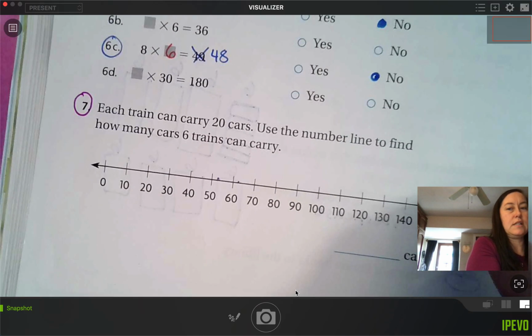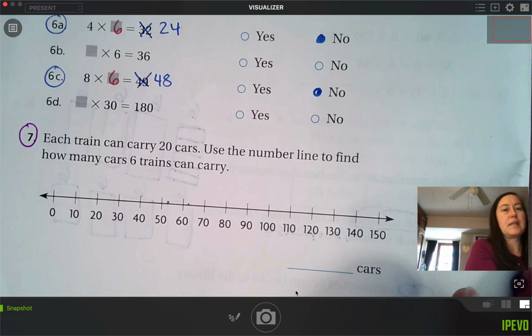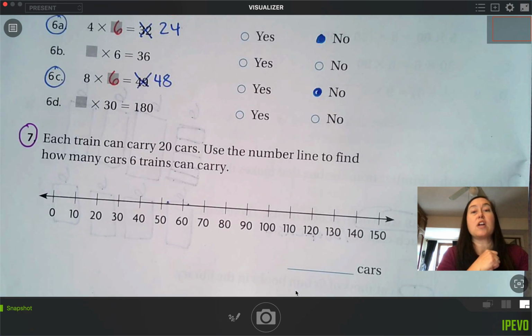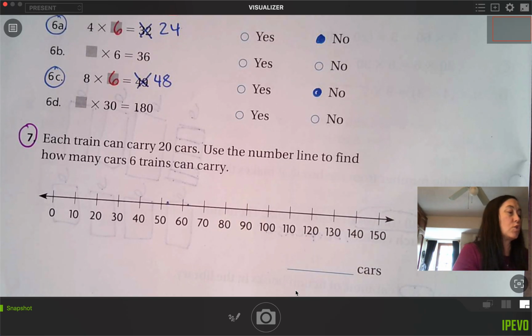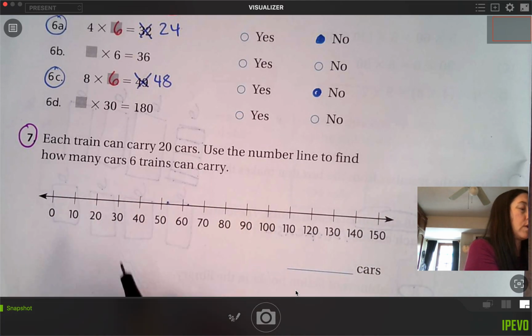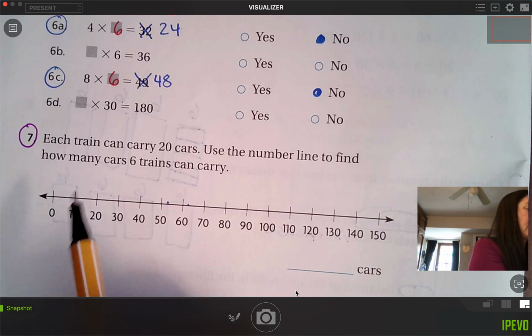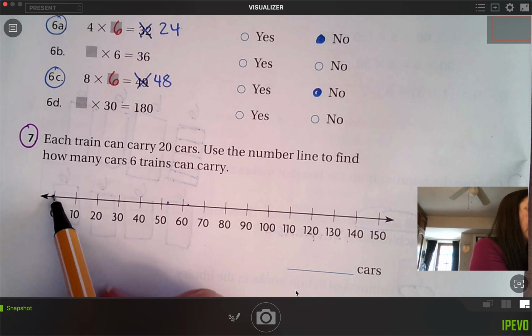Number 7. I like number 7. Each train can carry 20 cars. Use the number line to find how many cars 6 trains can carry. So this is like a train that you can fit your vehicle on, your car or your truck. So we're going to count by 20s, right? Each train can carry 20 cars. So how many can 6 trains? We're going to make 6 jumps of 20.